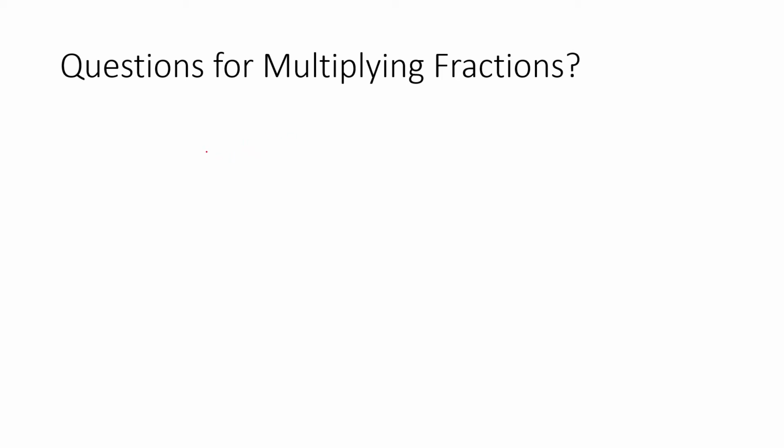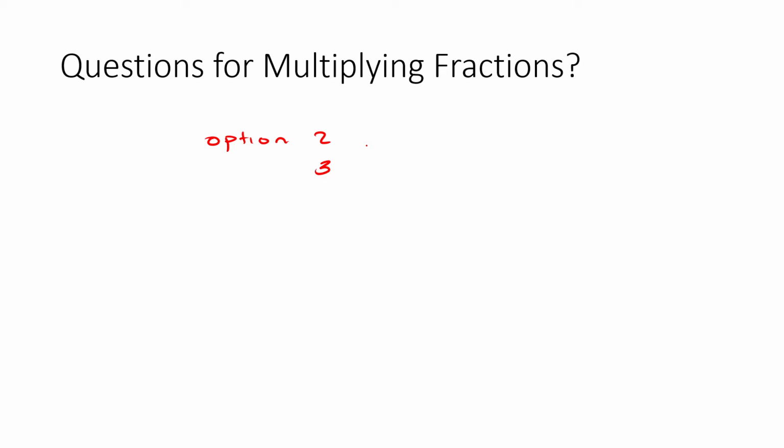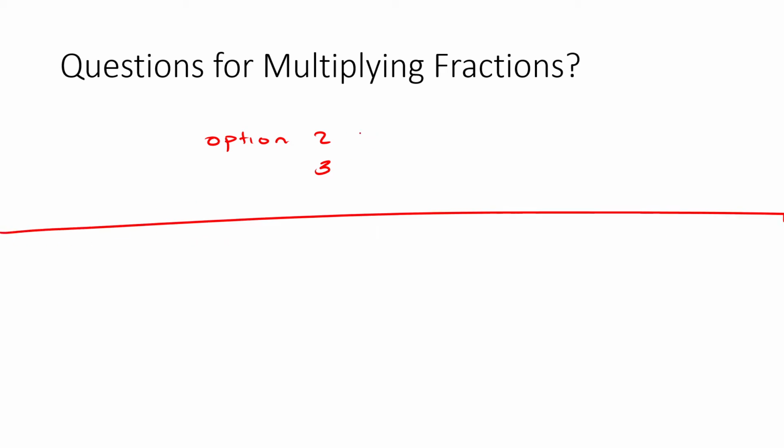And again, questions for multiplying fractions? So no question. Okay, so remember, you can use option 2 or option 3 when you are multiplying fractions. For those that forgot, option 2 is when we break them down, and option 3 is cross cancel or simplification.